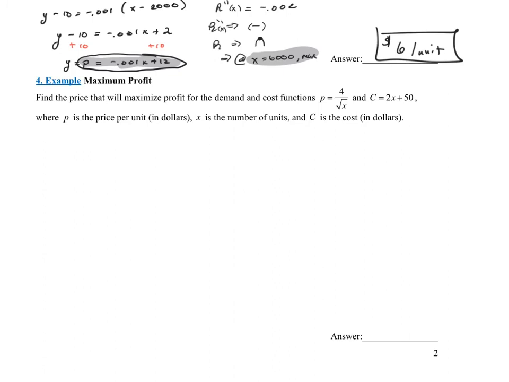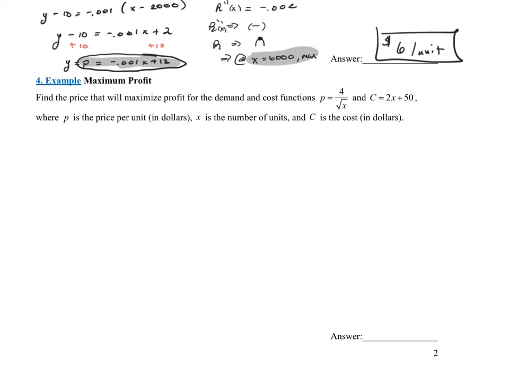Example 4 says let's maximize profit. Remember, profit is revenue minus cost, and revenue is quantity times price, or X times P. So those are just some things to keep in mind. It says find the price that will maximize profit for the demand and cost functions P equals 4 over root X and C equals 2X plus 50, where P is the price per unit in dollars and X is the number of units and C is the cost in dollars.